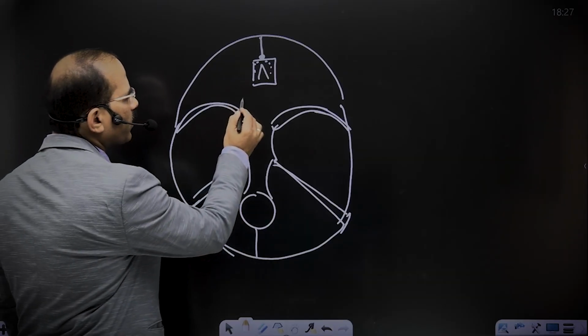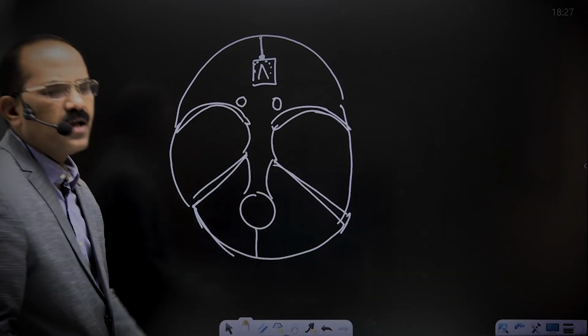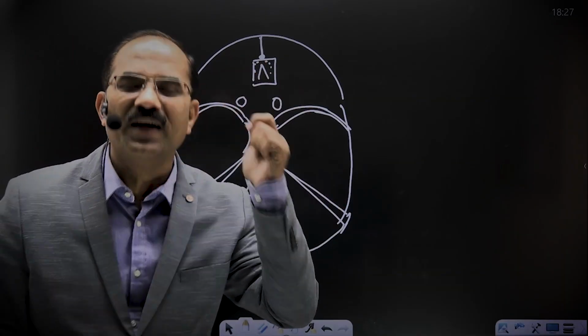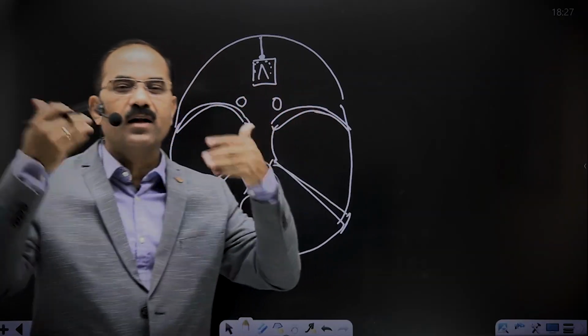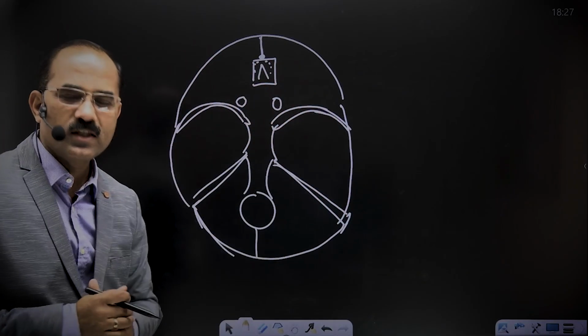What is this foramen here? This foramen is the optic canal. And what comes in from here? The optic nerve, which begins from the retina. The optic nerve enters the skull through this canal, the optic canal. So this is what we call as the optic canal.